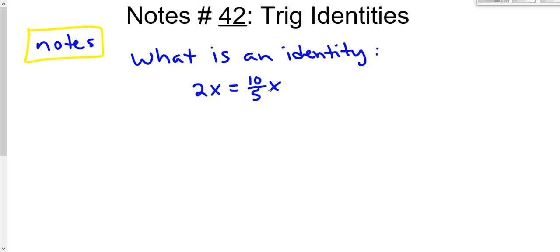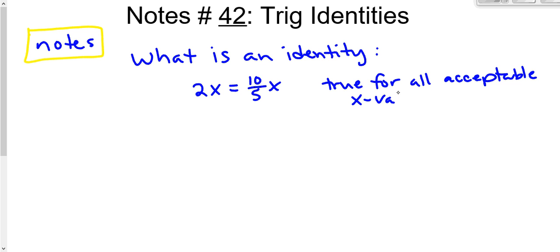So an identity is a statement that is true for all acceptable x values. How do we spell acceptable? Acceptable, that's a big P. True for all acceptable x values. What is considered acceptable will depend on the situation. In other words, whatever is in the domain of the particular kind of function we're discussing.